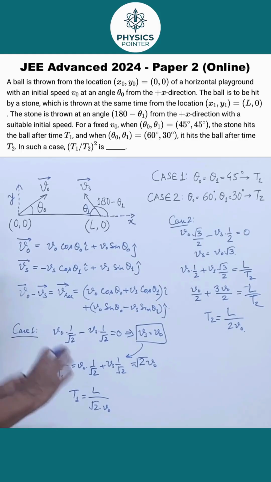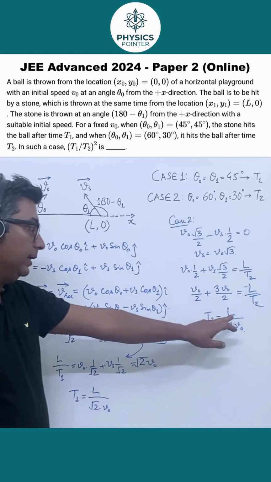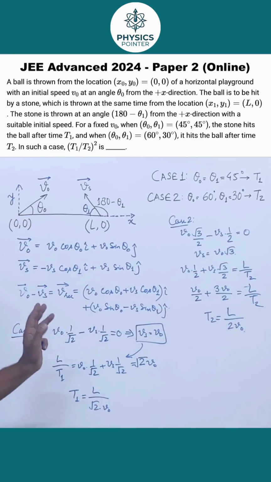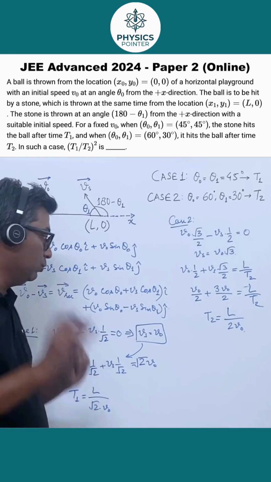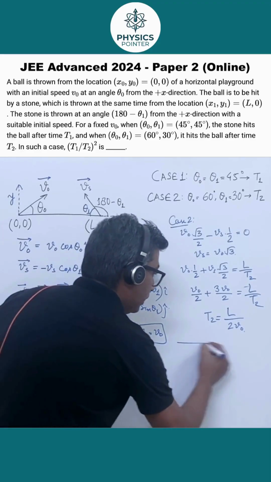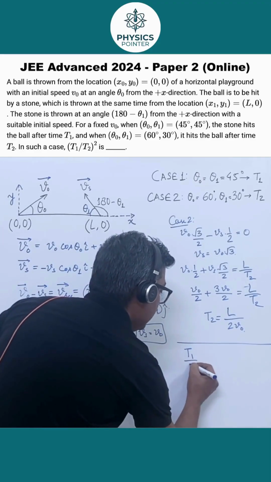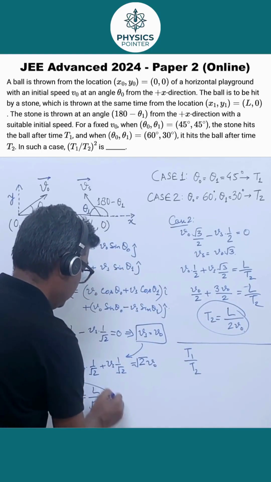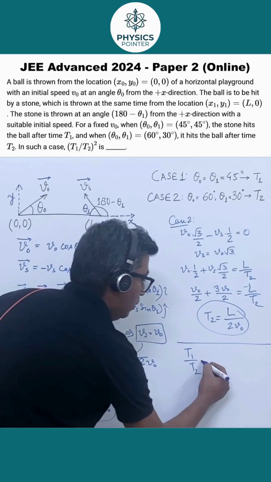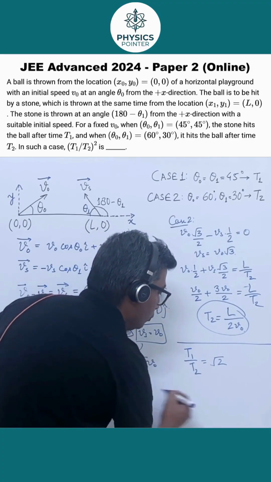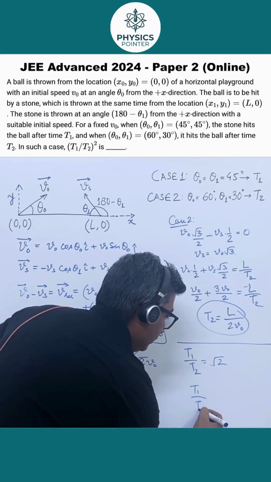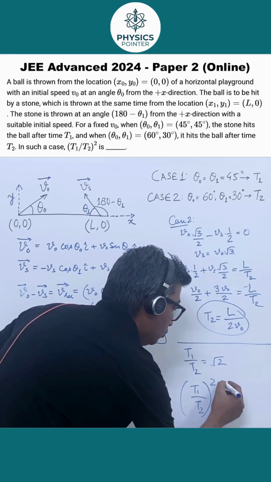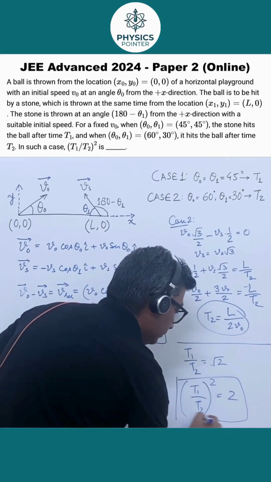Right now, everything that we got has L, which is provided, and v naught, which is provided. We do not have vs anywhere, so we do not need to worry. What we need to determine is t1 by t2. Now divide t1 and t2. What we'll get is root 2. And we are required to get the whole square of this, which is equal to 2. And this is the answer.